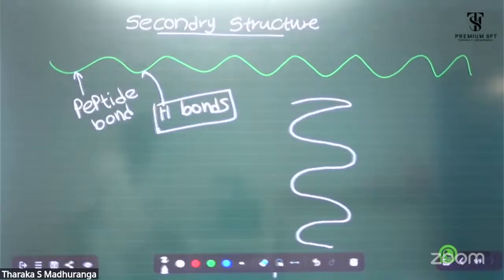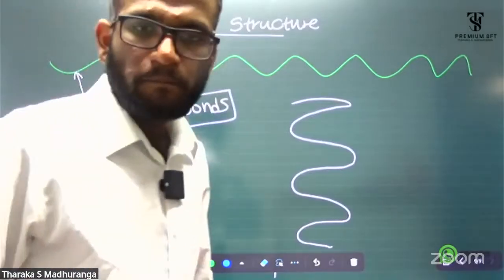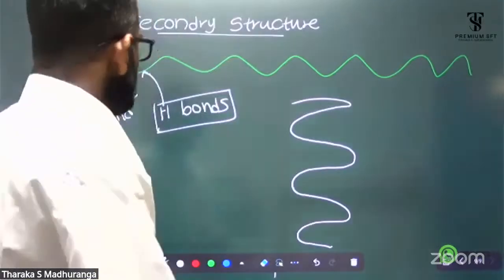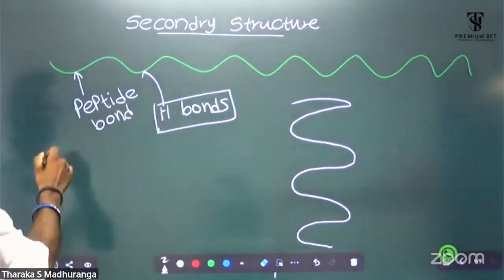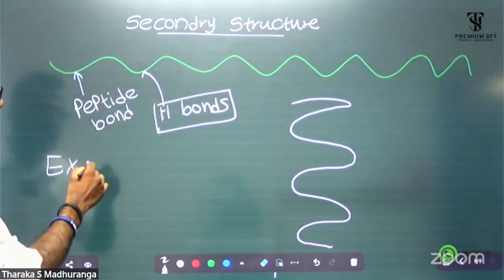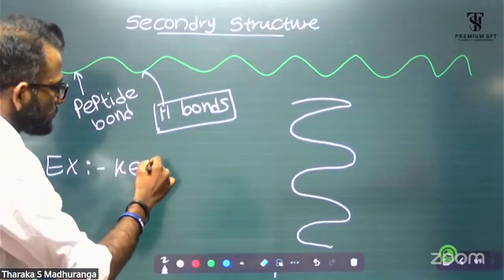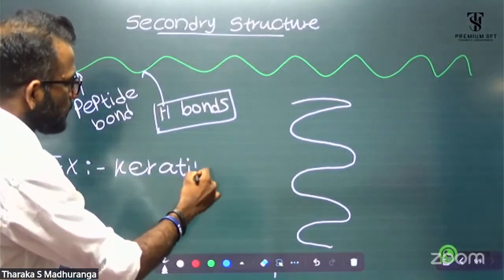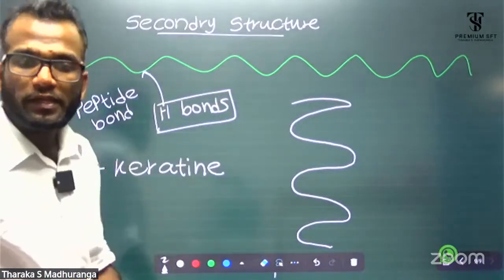Okay, any doubt? Write down the example for secondary structure: keratin. Where can we find keratin?